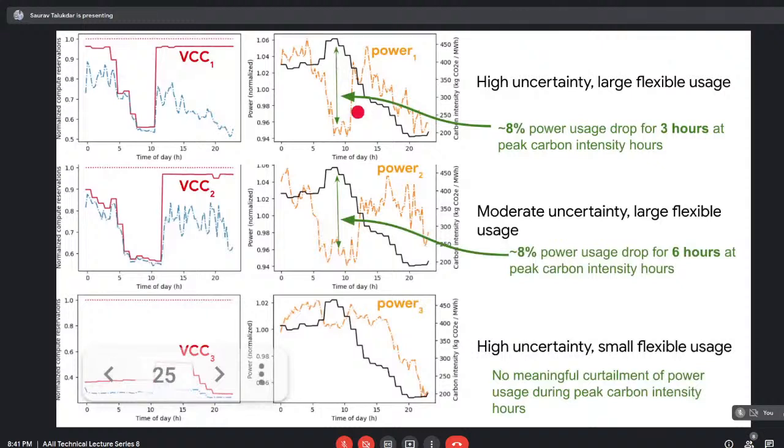So this is for one particular cluster, and the black line that you see is the carbon intensity profile. The output of the global optimization that we solve is essentially this red line called the virtual capacity curve. It tells the cluster that the amount of resources available during the time of the day when the carbon intensity is high is lower than usual.